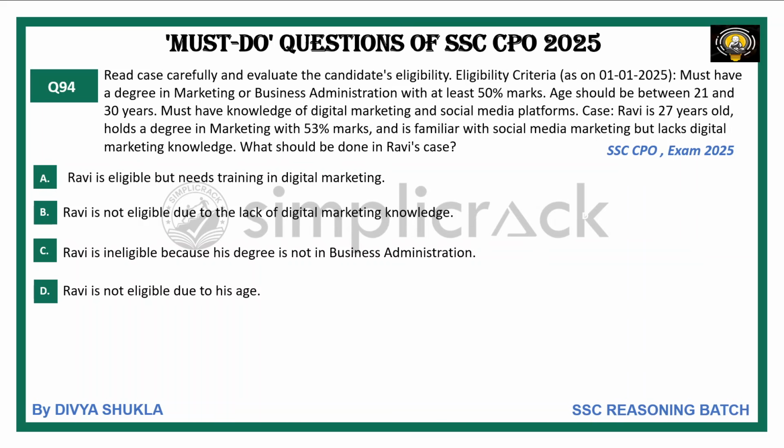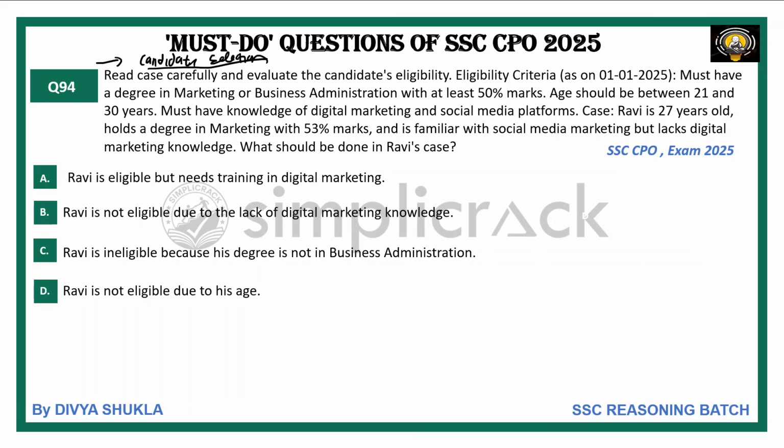So this is a question of candidate selection, and please don't leave this candidate selection because a lot of questions have been asked based on this chapter. Eligibility criteria: must have a degree in marketing or business administration with at least 50% marks. Age should be between 21 and 30 years. Must have knowledge of digital marketing and social media platforms. Now this is the eligibility criteria.